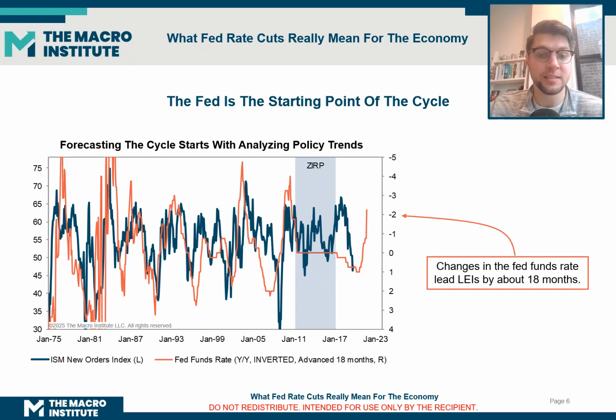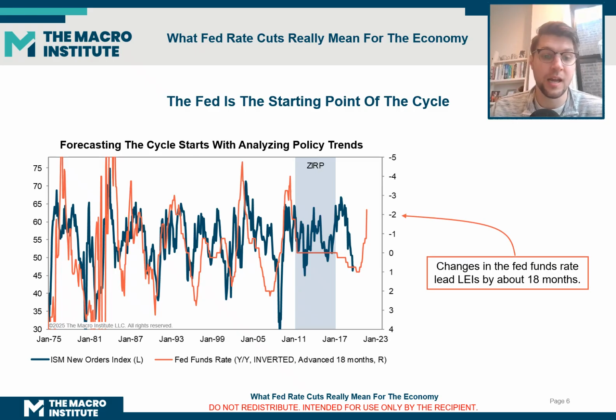Again, the 18 months that we talked about, you can see that historically this relationship is great outside of ZIRP. Obviously, when the Fed was not changing interest rates, they were keeping them at the zero lower bound, this relationship did not hold up, right? There was still economic activity despite the fact that the Fed funds rate was pinned at zero.